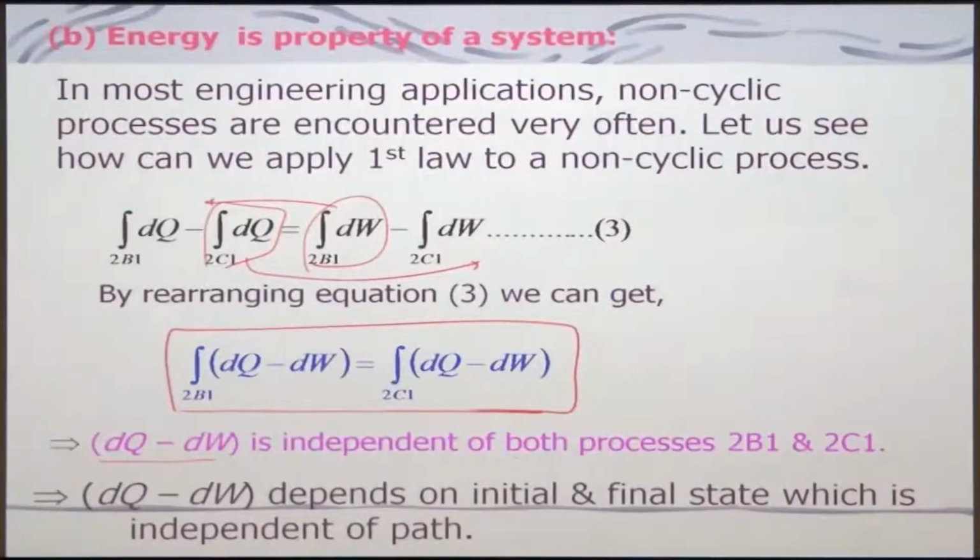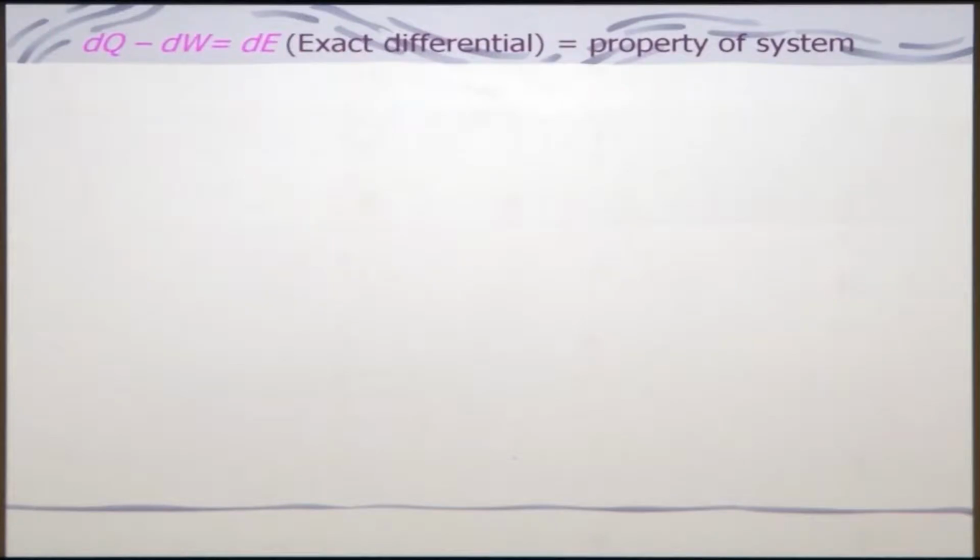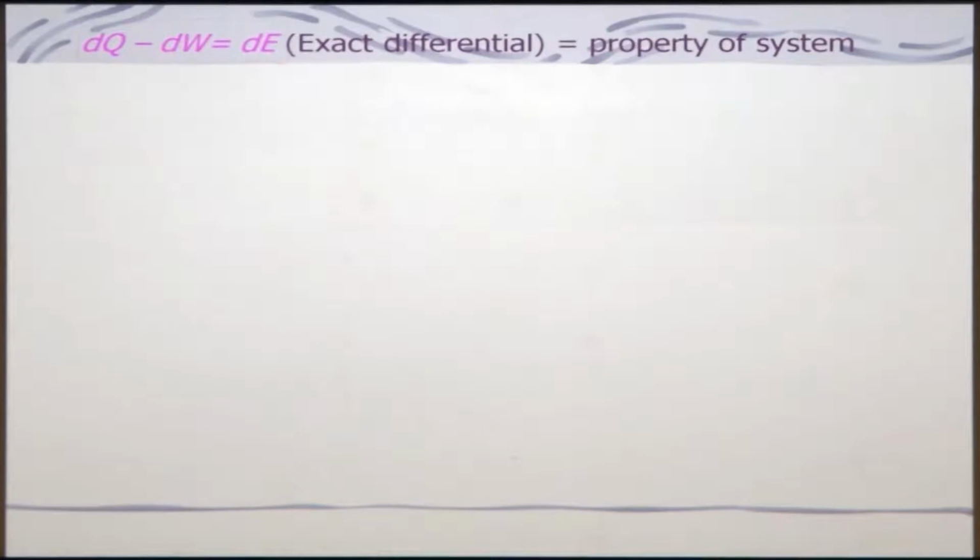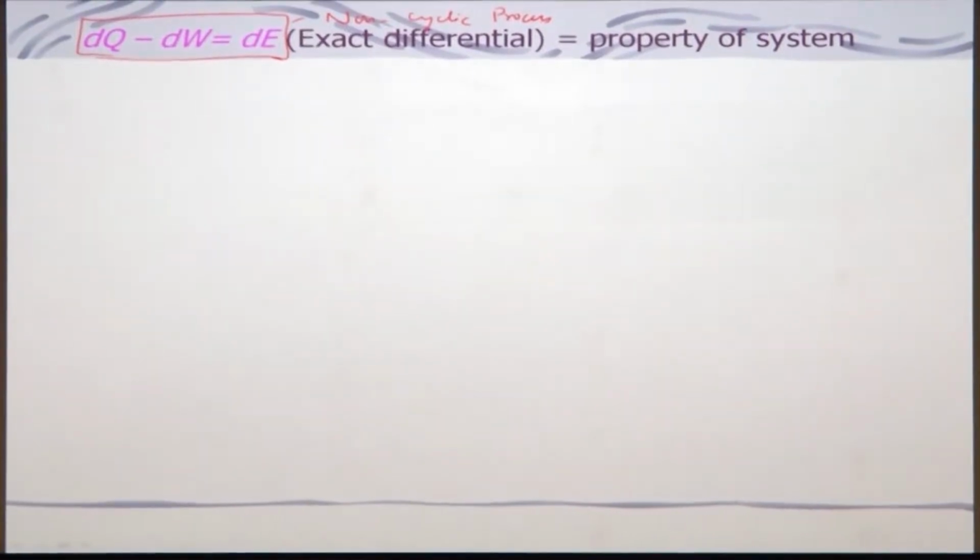And when we say that, we say that energy is a property of the system, right, because this term dQ minus dW is nothing but dE, and dE is an exact differential. It does not depend on the path, it depends on the point, or rather it is a point function. So it is a property, and this equation you can apply very well for the non-cyclic process, right.